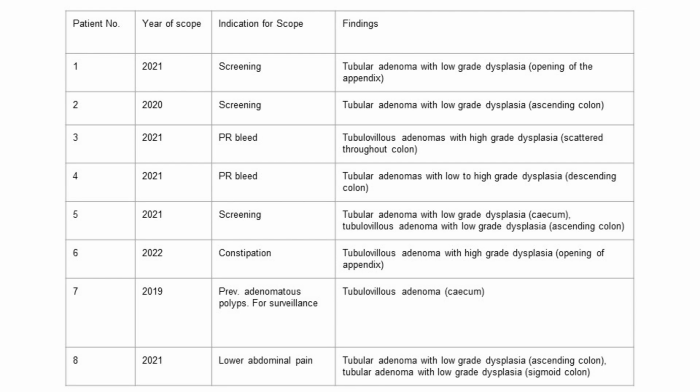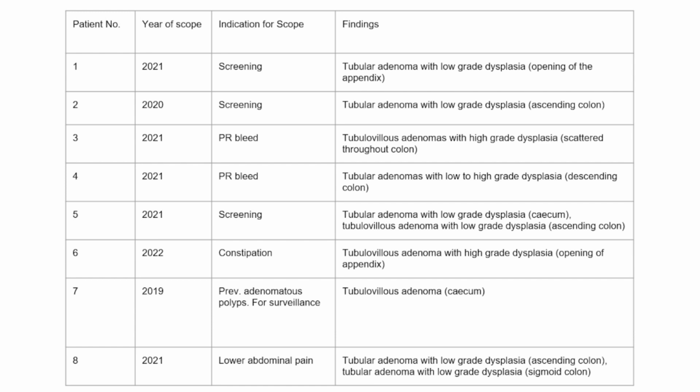So this is a slide that's actually showing the initial findings on colonoscopy. We can see that there were a range of indications for initial colonoscopy, with screening being the most dominant reason. And findings were all benign. So we had tubular adenomas with low grade to high grade dysplasia, and we also had tubulovillous adenomas with high grade dysplasia. And we can see that the majority of these lesions are actually located on the right side of the colon.